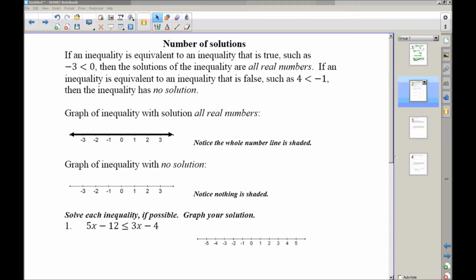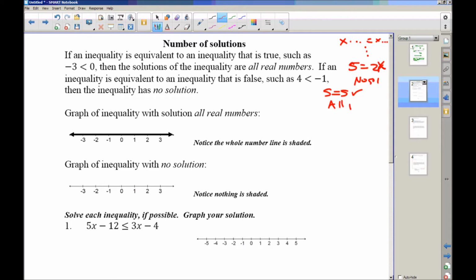If an inequality is equivalent to an inequality that is false, such as 4 is less than -1, 4 is definitely not smaller than -1, then the inequality has no solution. So when we were doing equation solving, we did the same thing. When we had some stuff with x equals some stuff over here and we solved it, we ended up with 5 equal to 2. We wrote no solution. Okay, put a little x there to show it was wrong. Or if we ended up with 5 equal to 5, we put a little check mark there and said all real numbers. Well, we're doing the same thing here.